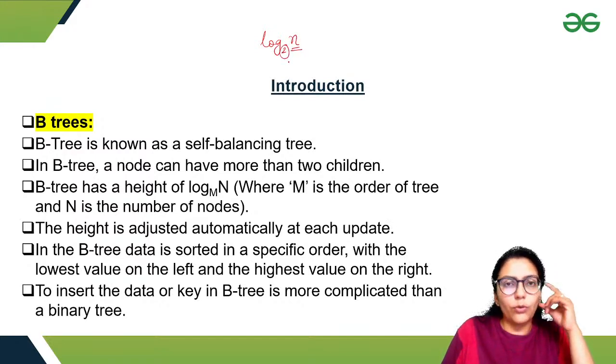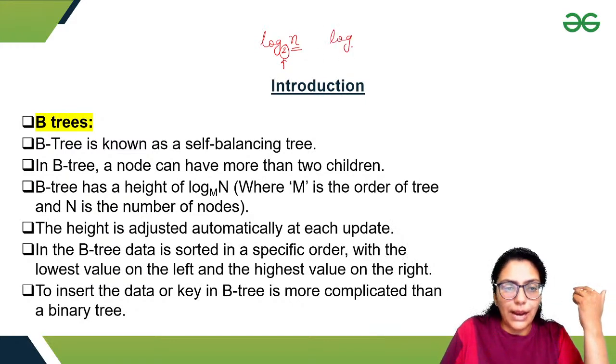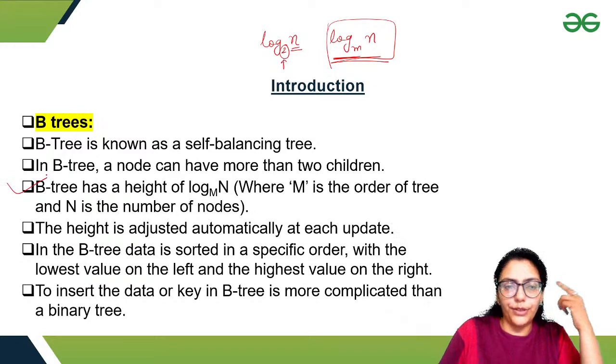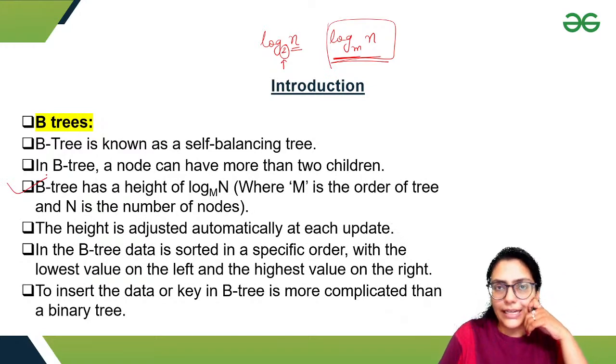यहाँ पे 2 इसलिए क्योंकि वो बाइनरी ट्री है. अगर मैं एनरी ट्री ड्रॉ करती हूँ और एमरी ट्री ड्रॉ करती हूँ तो I can write like this height, right? So same way we are using height of B tree over here. The height is adjusted automatically at each update.